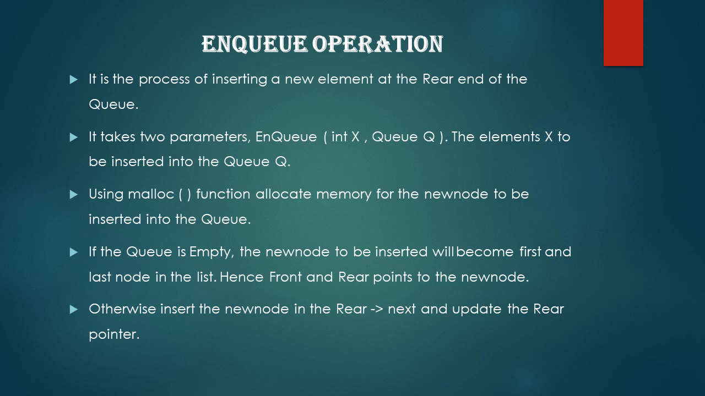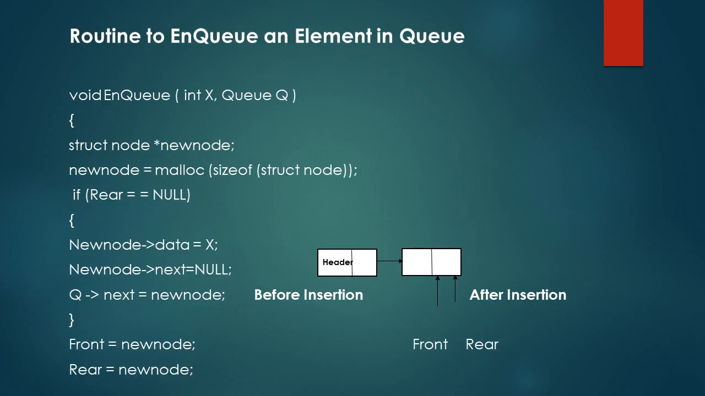Otherwise, insert the new node at the rear and update the rear pointer. Routine to enqueue an element in the queue. Void enqueue(int x, Q), struct node new node. New node is equal to malloc(sizeof struct node). It represents the new node.